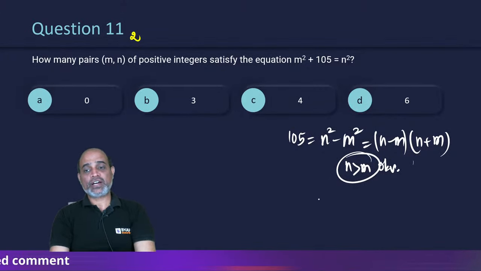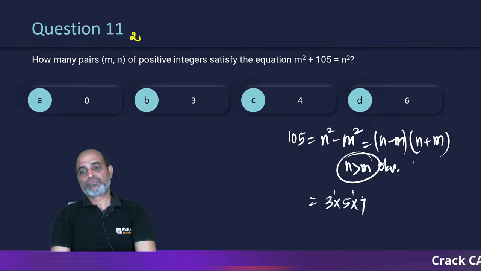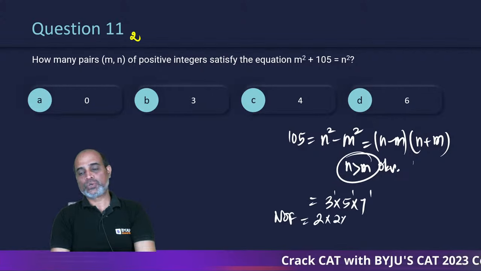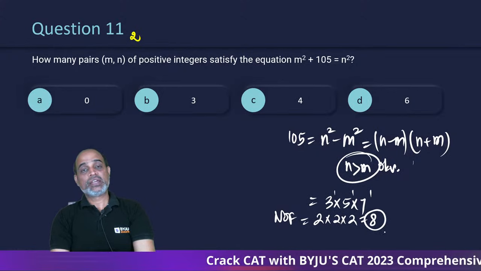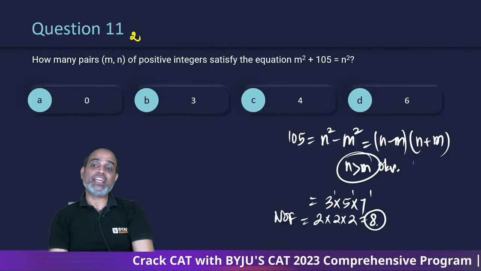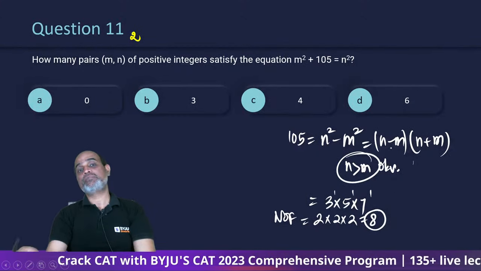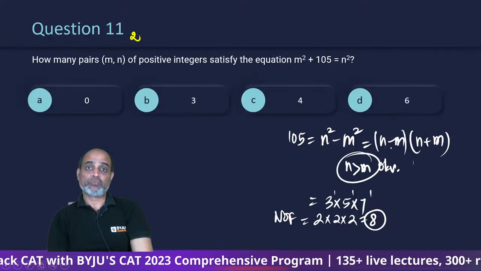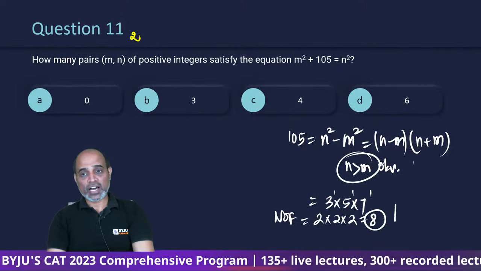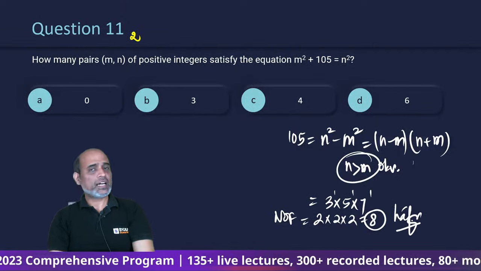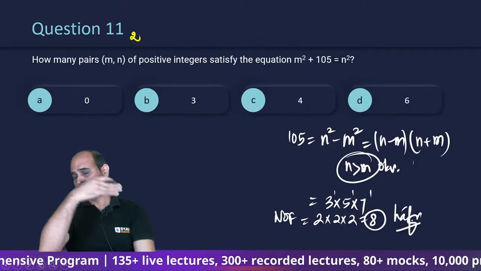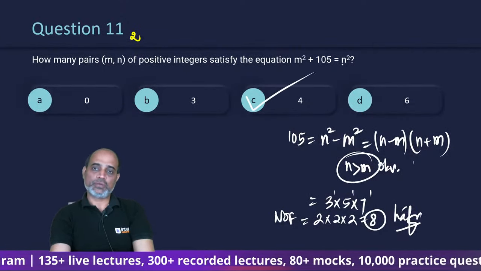Now 105 is 3 into 5 into 7. So the number of factors of 105 will be 2 into 2 into 2, that is 8. 8 factors होंगे. In 8 factors में से where n minus m is supposed to be positive, you will only have half of those. केवल आधे होंगे ऐसे कि बड़े नंबर्स पहले, छोटे नंबर्स बाद में. So C becomes your answer.